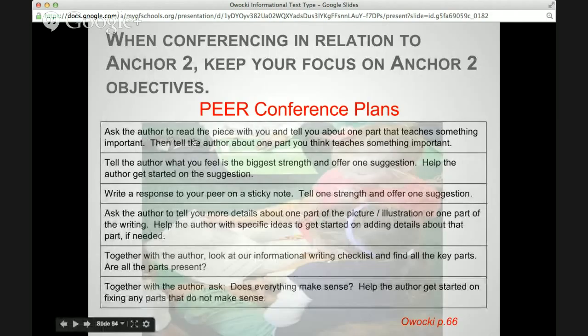Okay, you're going to ask the author to read the piece with you and tell you about one part that teaches something important. And then you reverse the role and you tell the author about one part that you think teaches something important. Or how about this one?